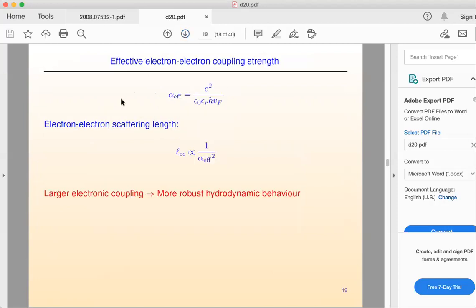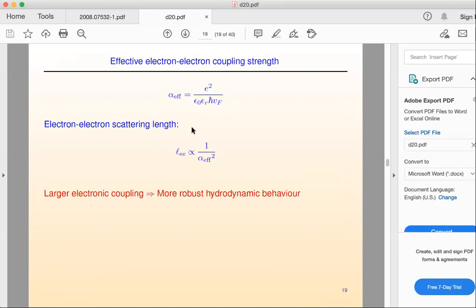Okay, so to increase this hydrodynamic behavior, it is essential to increase this effective electron-electron coupling strength, which is given here with dielectric constants and the Fermi velocity. In particular, the electron-electron scattering length goes with 1 over alpha effective squared. And this implies that if the electronic coupling is larger, then we will have much more robust hydrodynamic behavior.